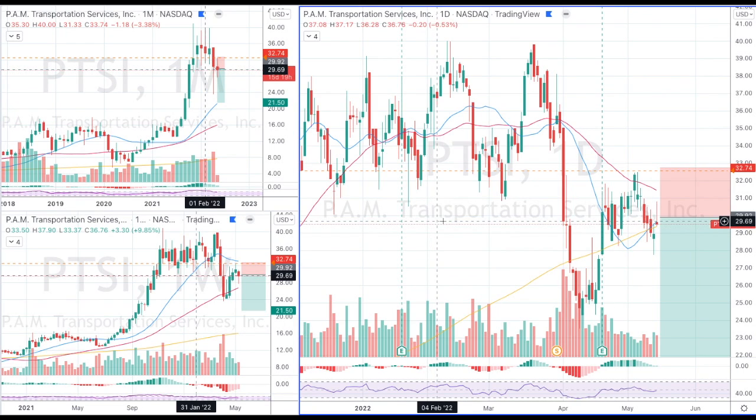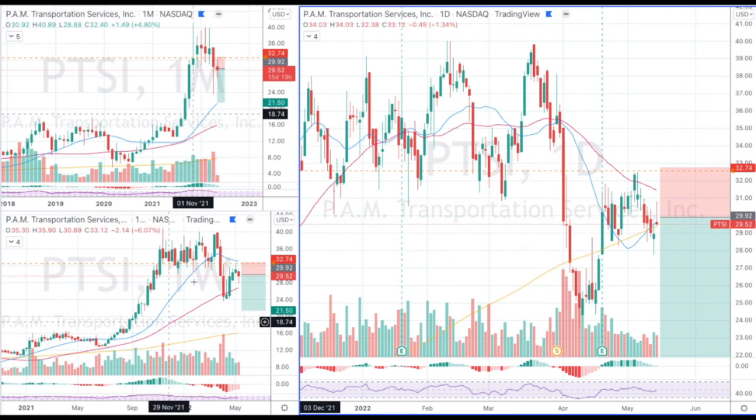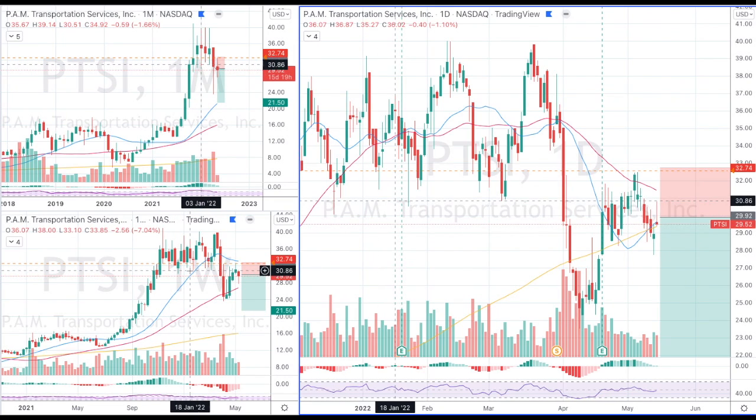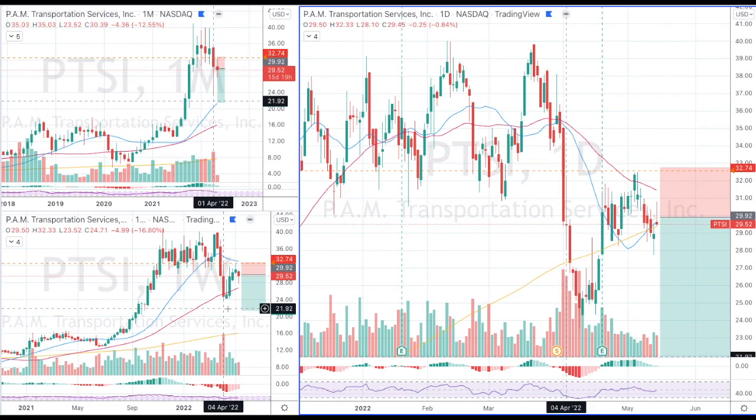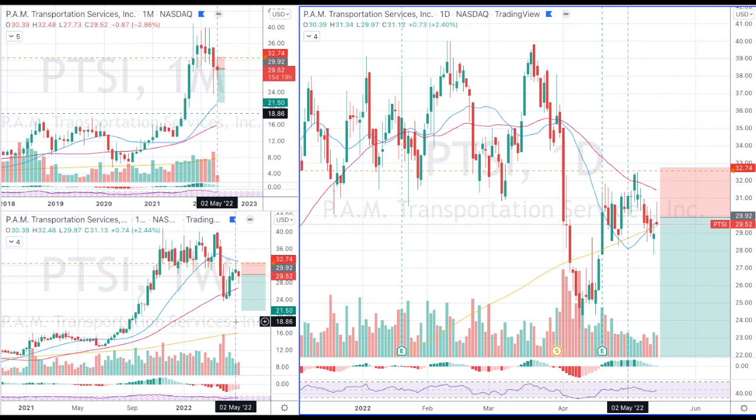PTSI. This one I have no regrets. This one I've looked at from many different angles, and especially on the higher time frame, like the weekly. We're heading into this great resistance area here. I have a feeling like this one has potential all the way down to $20. Whether this one works or not, I'm happy with this entry.